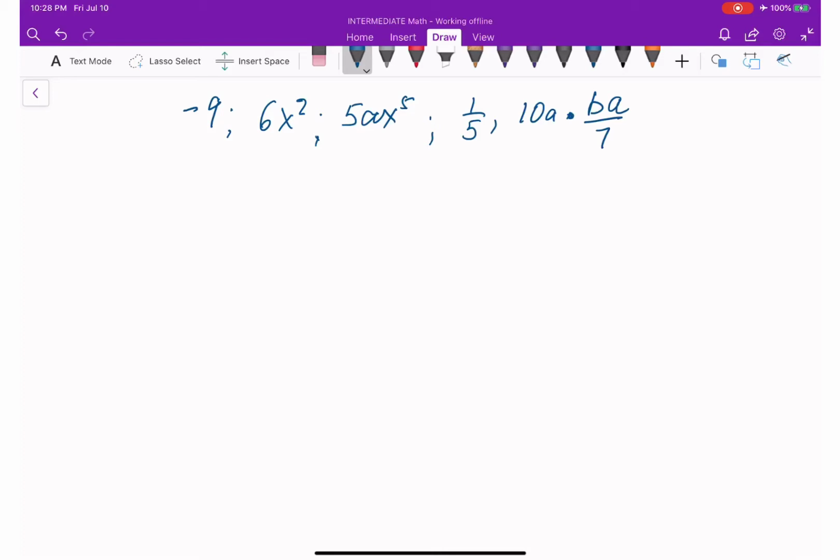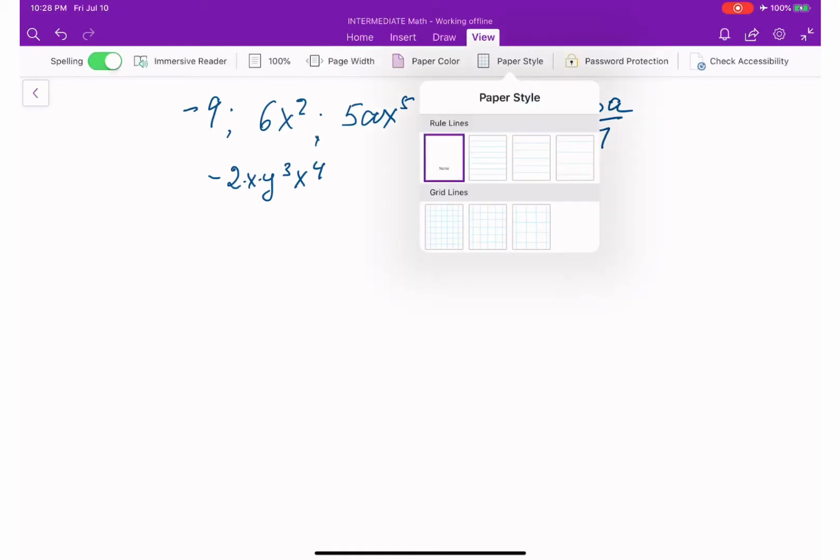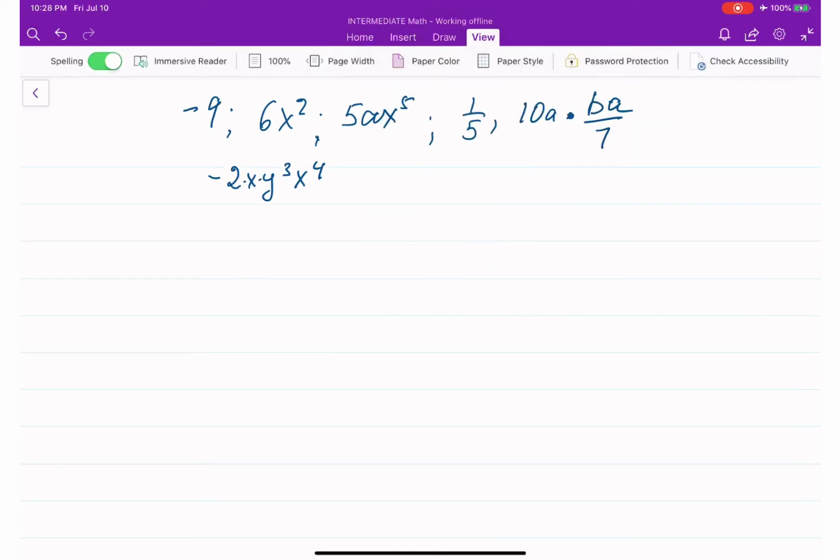Which means if I also write down negative 2x y cubed x to the 4, it's also considered one term, although between them there is multiplication, right? All right. So this was all monomials.